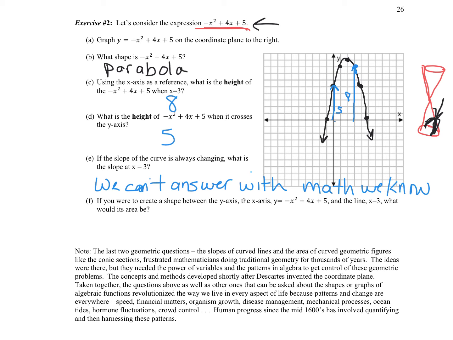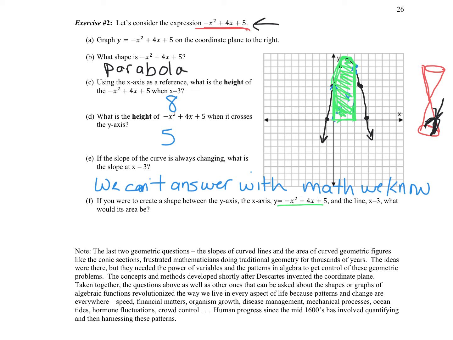So the next question that comes in, if we were to create a shape between the y-axis, so let's outline this, the y-axis, the x-axis, we already have this line drawn in for the height, so the line x equals 3, and this curve. So I'm just going to erase that bottom little bit that I drew just to show that that's the shape we're finding. So here's another question, seems kind of interesting. What do I think the area of this is?